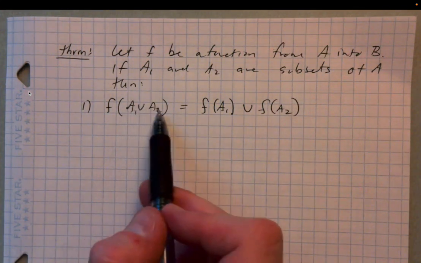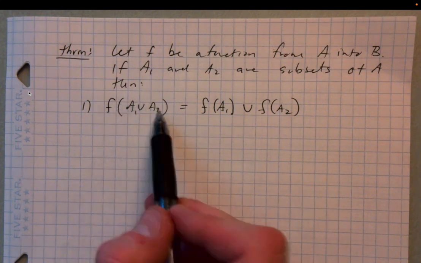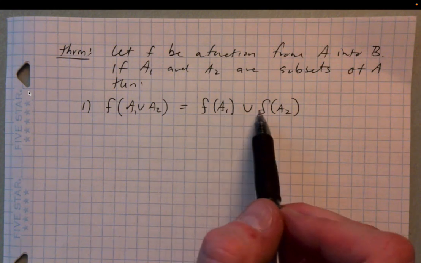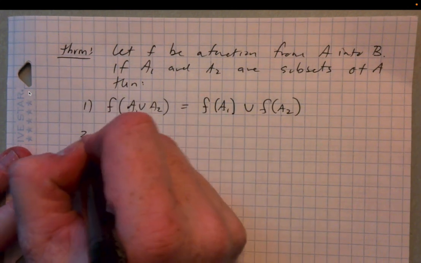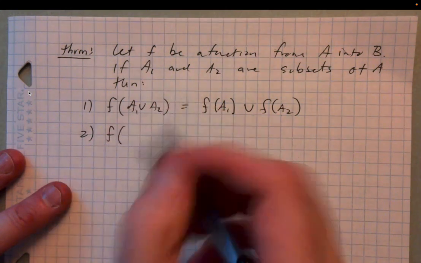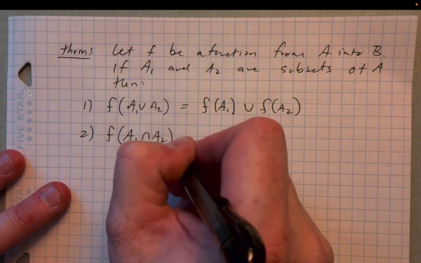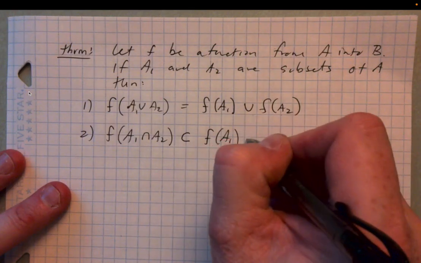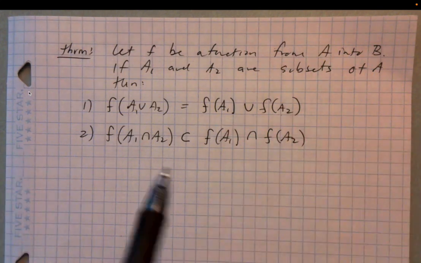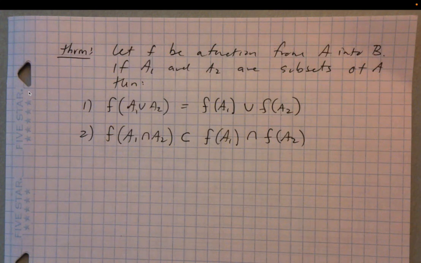All right, so here we're talking about the union. If I have two subsets in the domain, the image of the union of those two subsets is equal to the image of the first unioned with the image of the second. Okay, so that's the first one. We'll prove these. The second one says that the image of the intersection, A1 and A2, is a subset of the image of A1 intersected with the image of A2. So in the first case, when we're talking about the image of a union of two subsets, we got equality. In the second case, when we talk about the image of an intersection of two sets, we don't get equality. We get that the image of that intersection is a subset of the intersection of the two images.